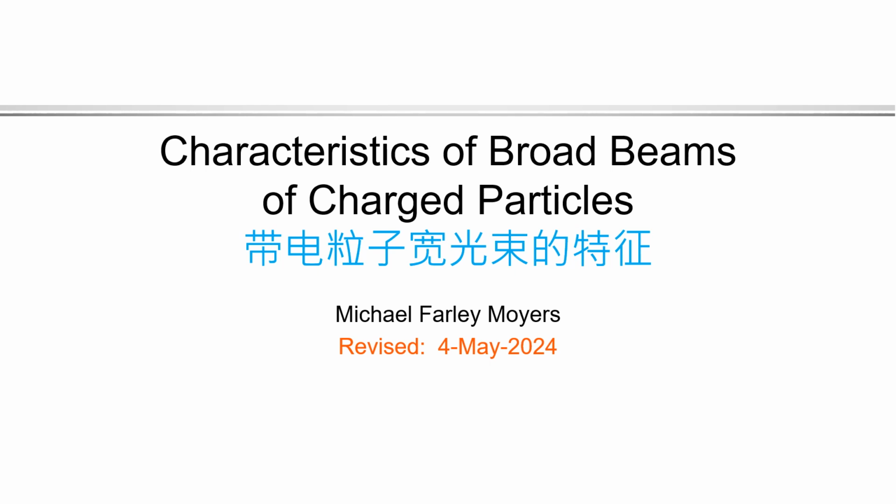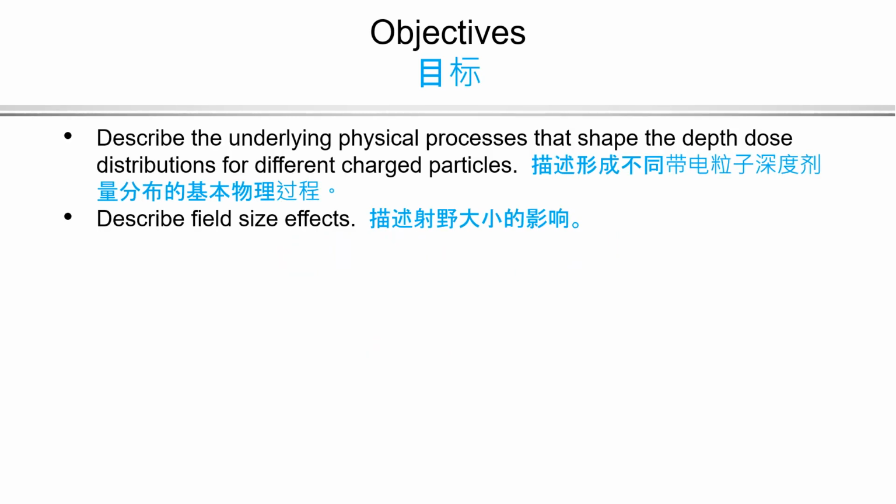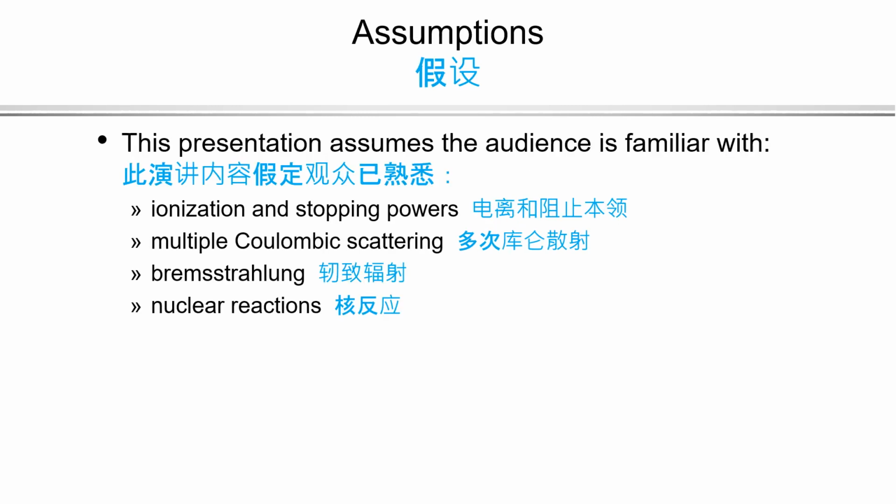The topic of this lecture is characteristics of broad beams of charged particles. The objectives for this lecture are to describe the underlying physical processes that shape the depth dose distributions for different charged particles, and to describe field size effects. This presentation assumes the audience is familiar with ionization and stopping powers, multiple Coulombic scattering, Bremsstrahlung, and nuclear reactions.